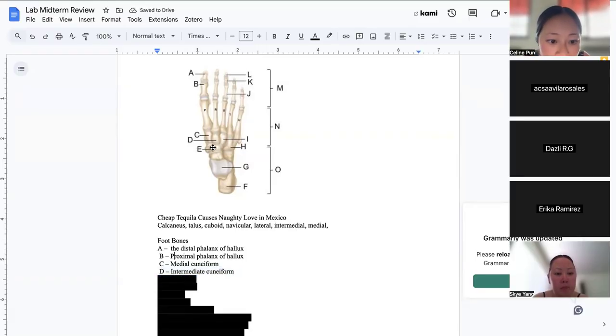Okay, E. What is E? This is the bone right where your arch is. So it's good to know that your arch is one of the most powerful parts of a human body because it's giving your whole body a lot of support. This is your navicular bone.